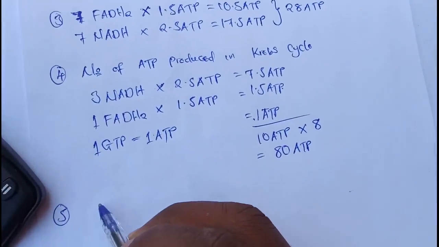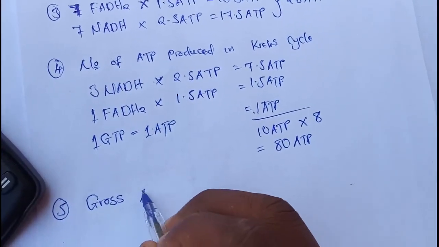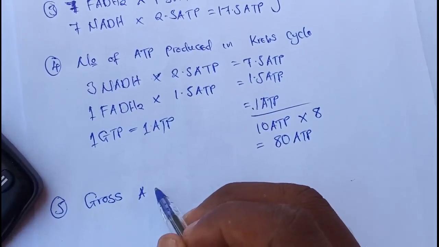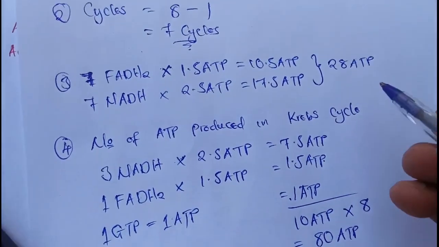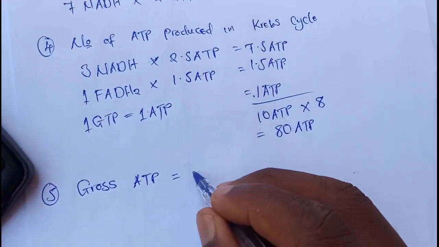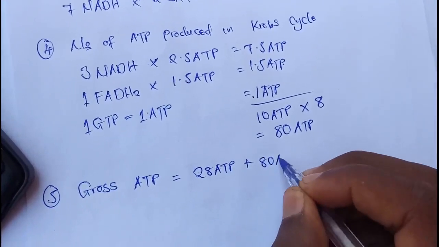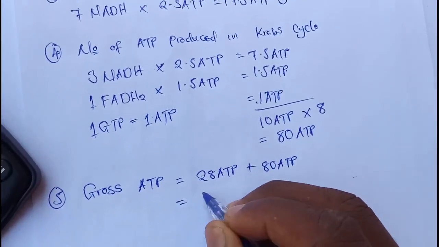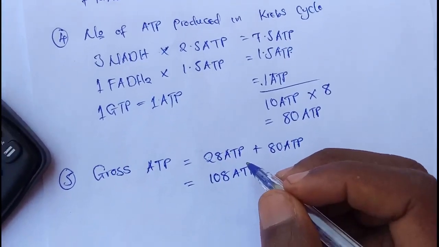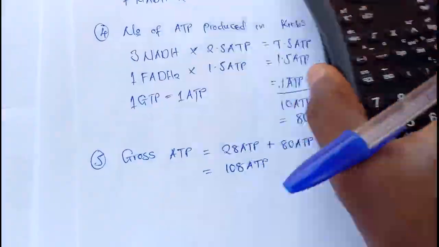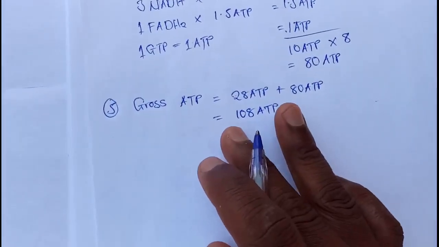All right, so now step 5, let's determine step 5. So step 5, let's find our gross ATP. So our gross ATP, we are simply adding the 28 plus the 80. 28 ATP plus the 80 ATP, which should give us 108 ATP. All right, so this is the total amount of ATP that has been produced throughout the entire beta oxidation.